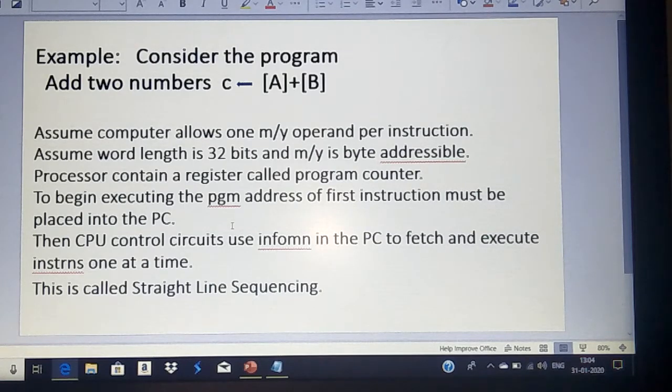Then the CPU control circuits use the information in the PC to fetch and execute instructions one at a time. The CPU control unit uses the information that is stored in the program counter to fetch and execute instructions during the program execution. And this is called straight line sequencing.